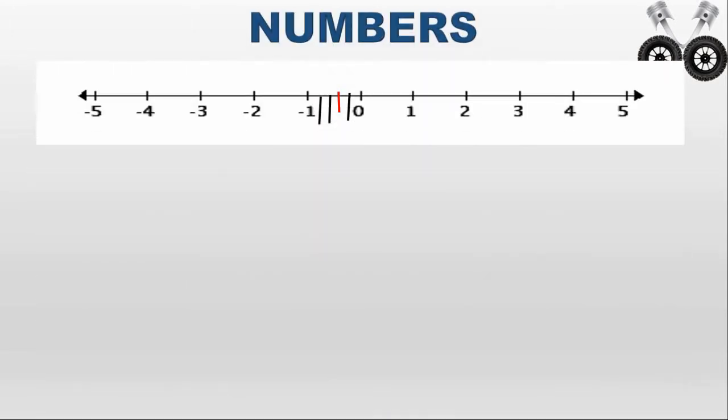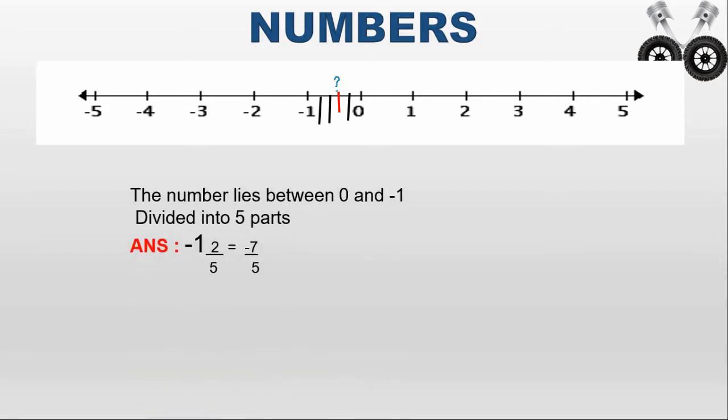Subdivision 2. So here you have to find the value for the question mark. Where does the question mark lie? The question mark lies between 0 and -1. Then you have to write how many parts it is divided into. It is divided into 1, 2, 3, 4 and 5 equal parts. Next you have to write the mixed fraction. The number which lies close to 0 is -1.